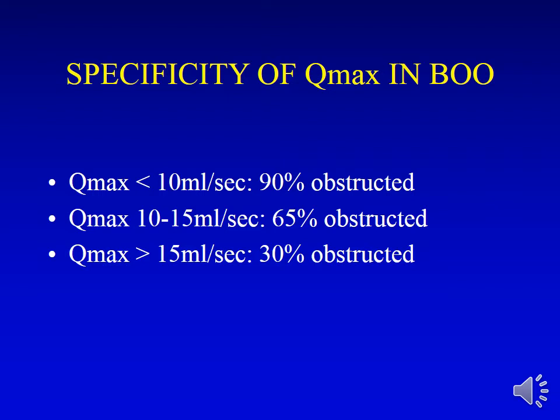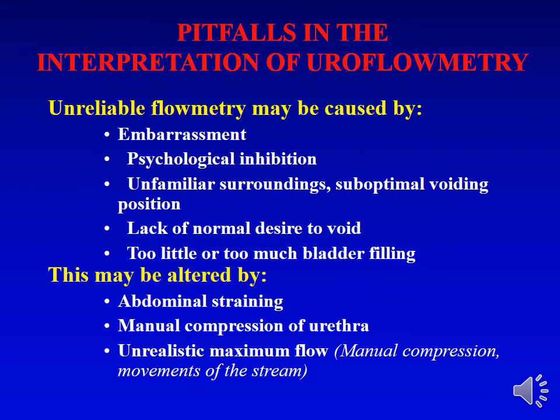When the maximum flow or Qmax is 10 to 15, 65% of the cases may be obstructed and 35% may actually be weak bladder. And when the Qmax is more than 15, only 30% may be obstructed. So the Qmax, or maximum flow rate, will give us a very good clue on whether this patient is obstructed and how severe the obstruction is.